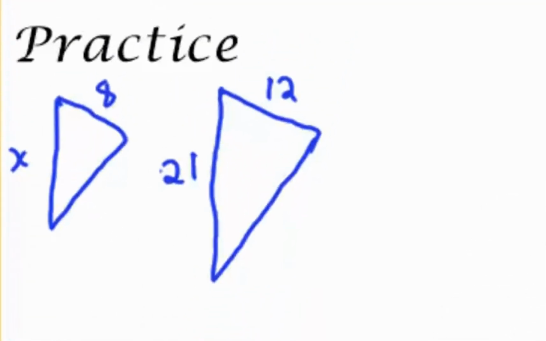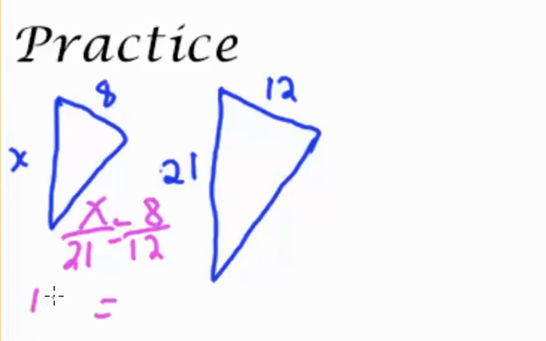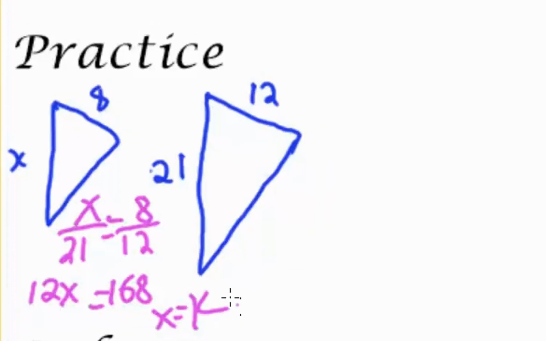So let's practice. Two similar triangles, missing side x. So I can set up a basic proportion again to solve this. Let's do x over 21 equals 8 over 12. Look how I keep the order of the two triangles the same. Small over the big side, small over the big side. I cross multiply, which gives me 12x equals 168. I divide both sides by 12, and I get that x equals 14.